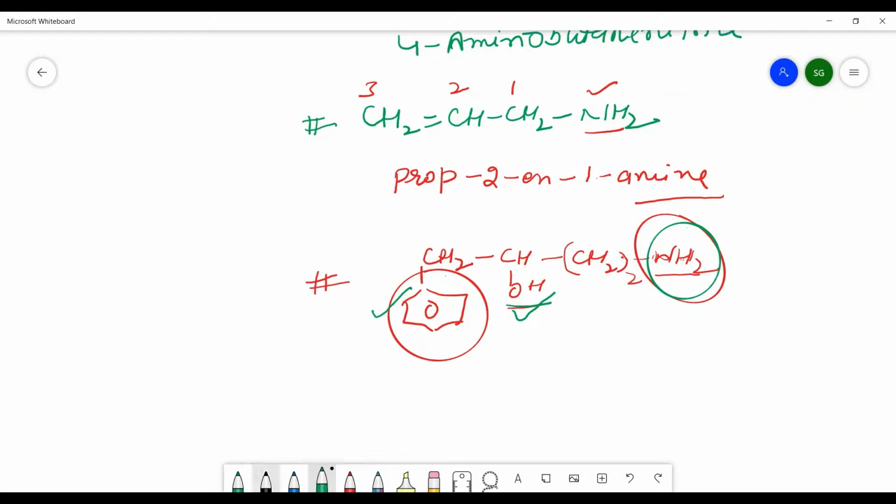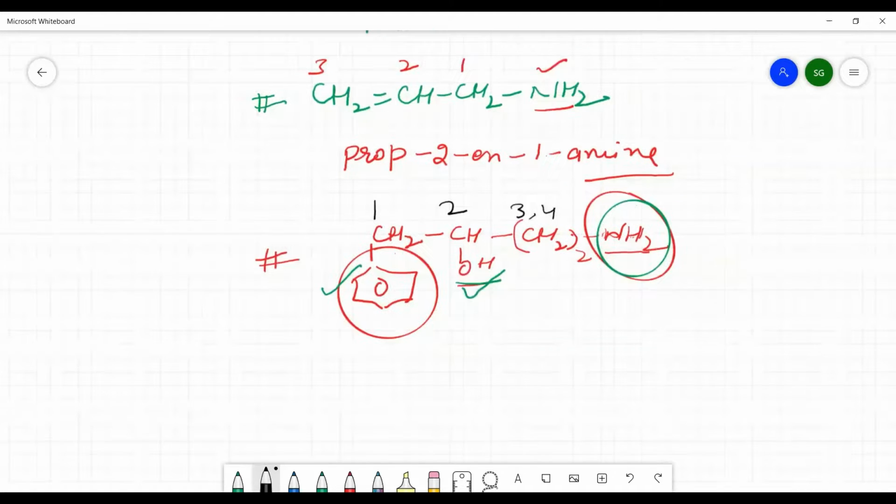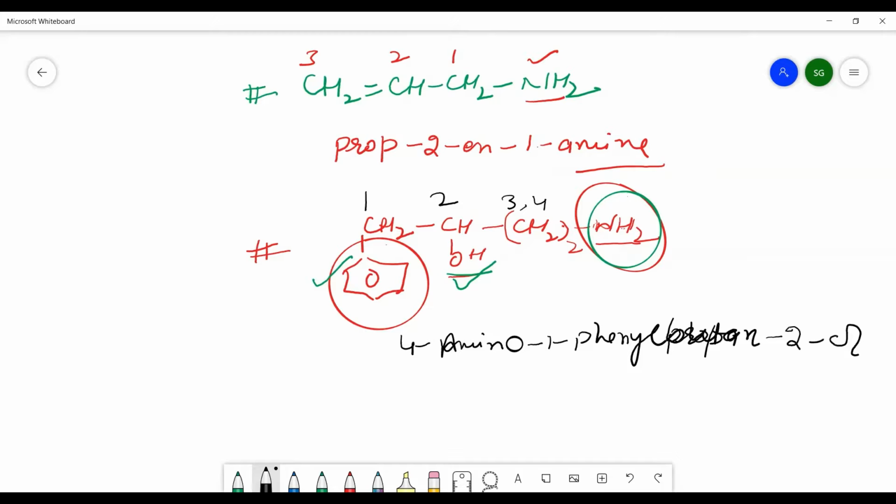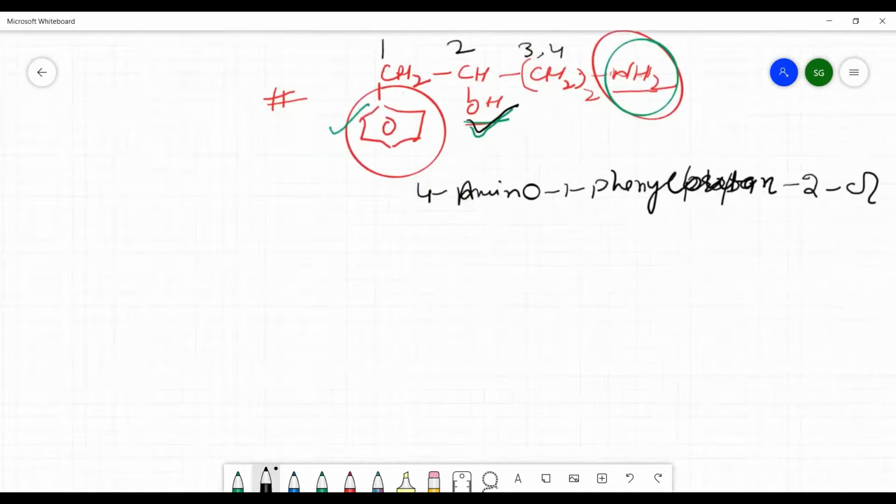So it is OH which will decide what the numbering will be for this compound. So the numbering will start from this end, 1, 2, 3 and 4. So there is a chain of butane, and at the first position a phenyl group, and at the fourth position there is an amino group. So the nomenclature will become 4-amino-1-phenyl. There is no double bond, so we can directly write butane, 4 carbon atoms are there, so it is butane-2-ol. At the second position the OH group is present. So in that manner we can do the nomenclature for this compound.